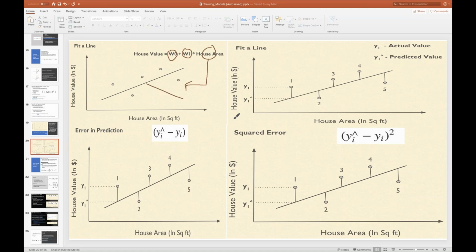Now, take this one to here. Now, this is y1 of cap and this one is y. Now, y1 is the actual value, y1 of cap is a predicted value. Okay, so I got one dot here and that dot is this one. Perfect. This is the actual value, so I say actual value.